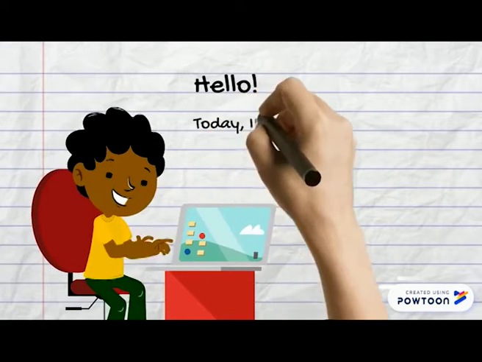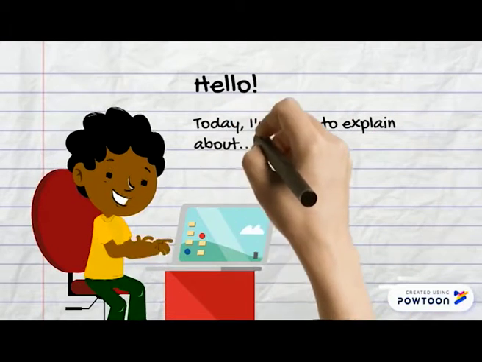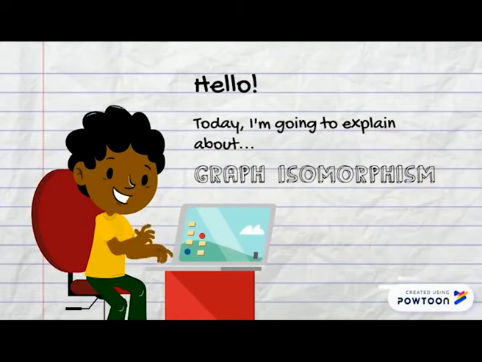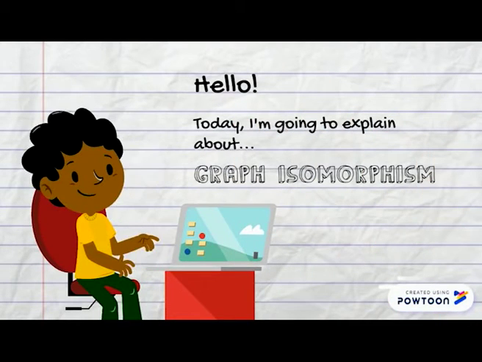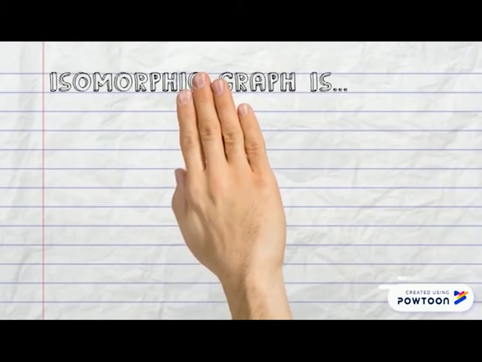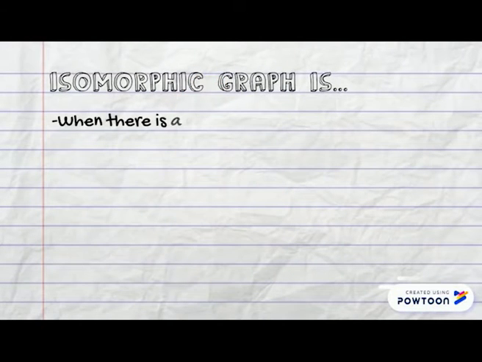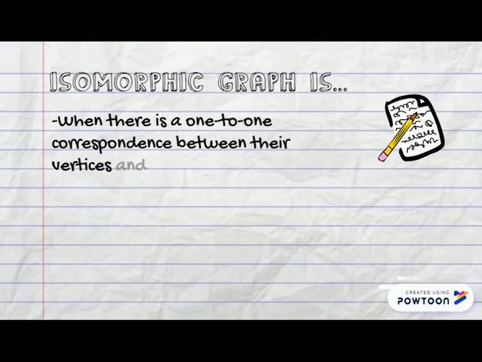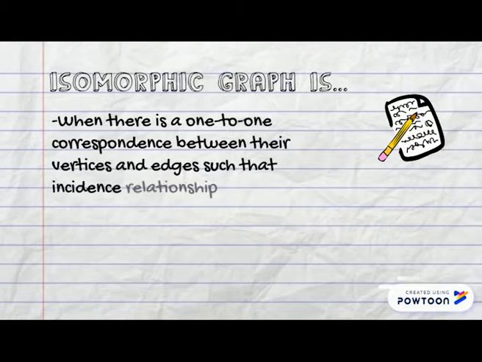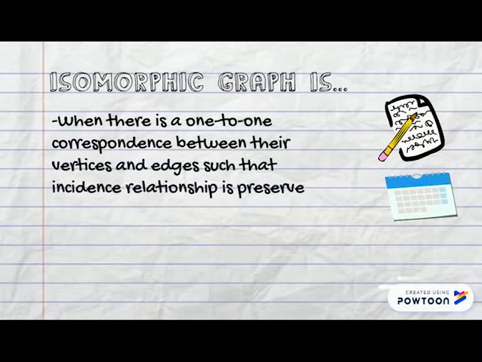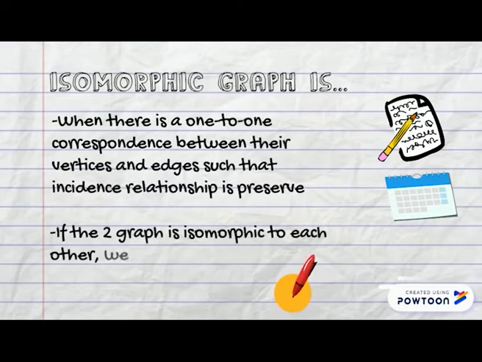Hello! Today I'm going to explain about isomorphic graphs. Isomorphic graphs have a one-to-one correspondence between their vertices and edges such that the incidence relationship is preserved. If two graphs are isomorphic to each other, we can write it as below.